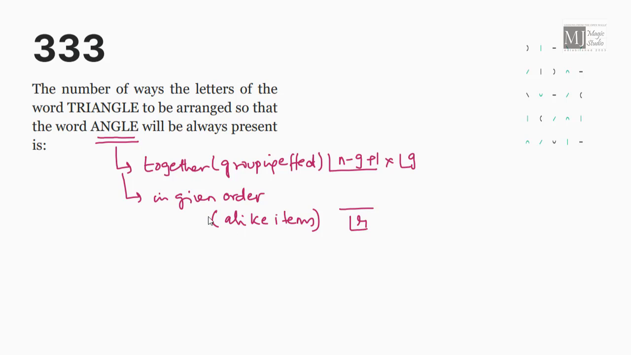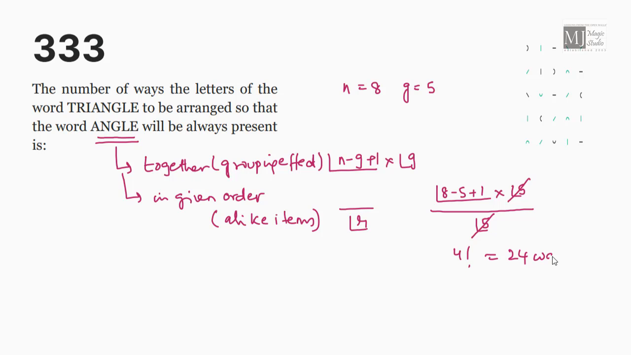Now we shall start. 1, 2, 3, 4, 5, 6, 7, 8. N equals 8, G equals 5. So the final answer is factorial of 8 minus 5 plus 1, into factorial 5. Grouping effect done. Now since these 5 items would be treated as alike items, divide this by factorial 5. Given order effect done. 5 5 cancel. 8 minus 5 is 3 plus 1 is 4. Factorial 4 is 24 ways.